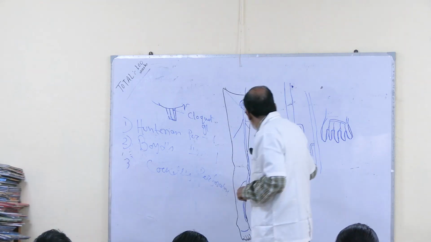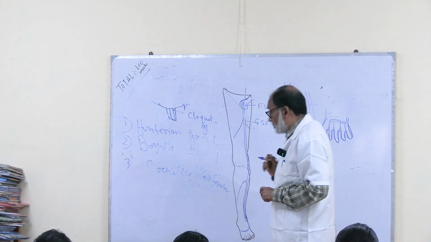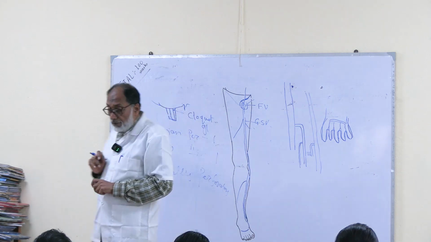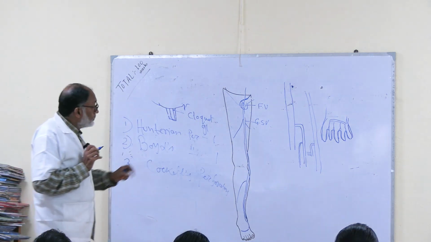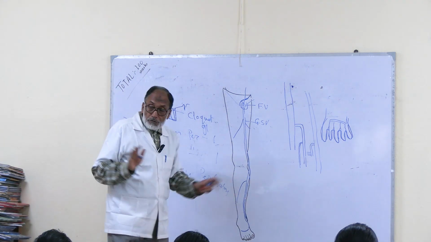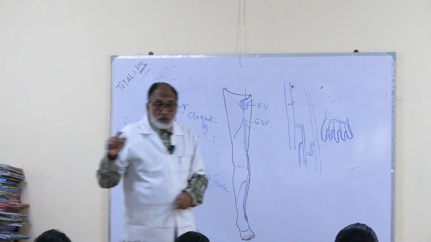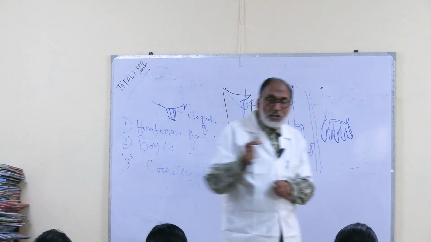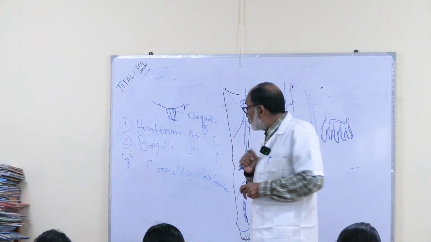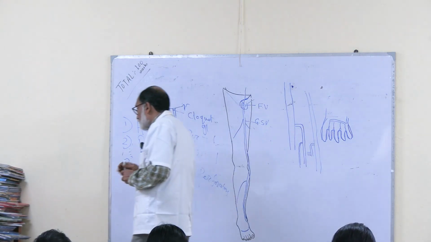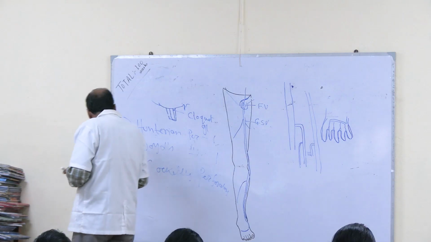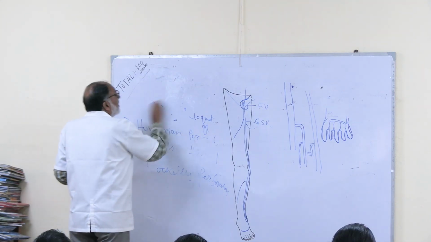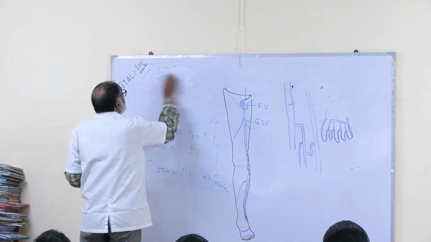Now, perforators. There are 2 kinds of perforators: direct perforators and indirect perforators. What are called direct perforators, and what are called indirect perforators?